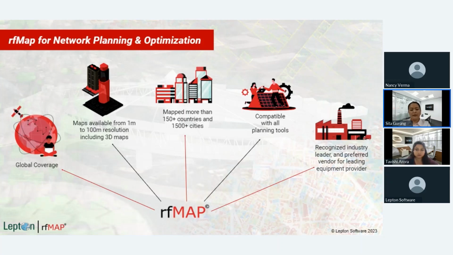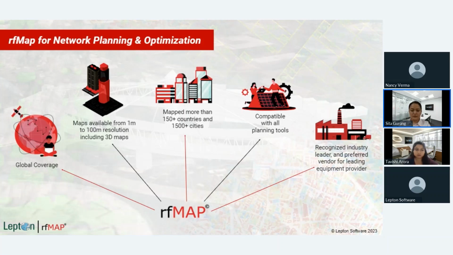Compatible with all planning tools. What does it mean? Our data set, our rfMap product, is compatible with all the planning tools, and not only planning tools, it is compatible with all the drive test tools and all the industry's standard GIS formats. You can name the planning tool, you can name the format that you want, and we can simply provide our rfMap data set in that particular format.